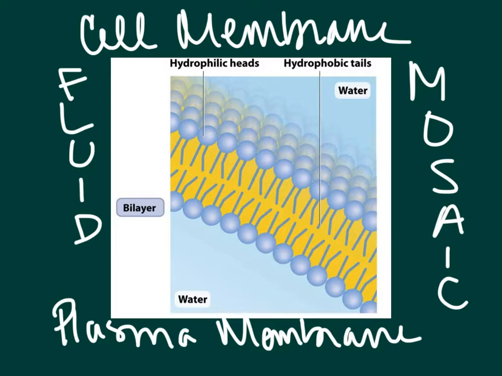So, here's one phospholipid right there. And remember, the phospholipids have three different parts. One glycerol head, and two fatty acid tails. Wait, can you spell glycerol? Sure, glycerol.